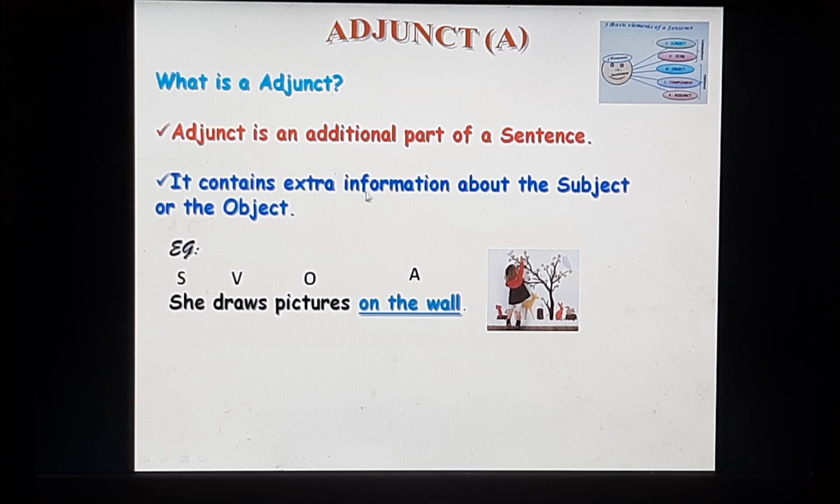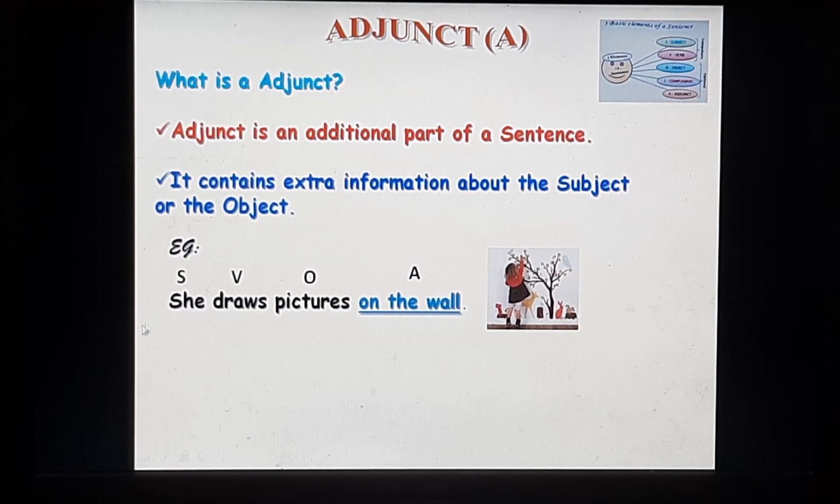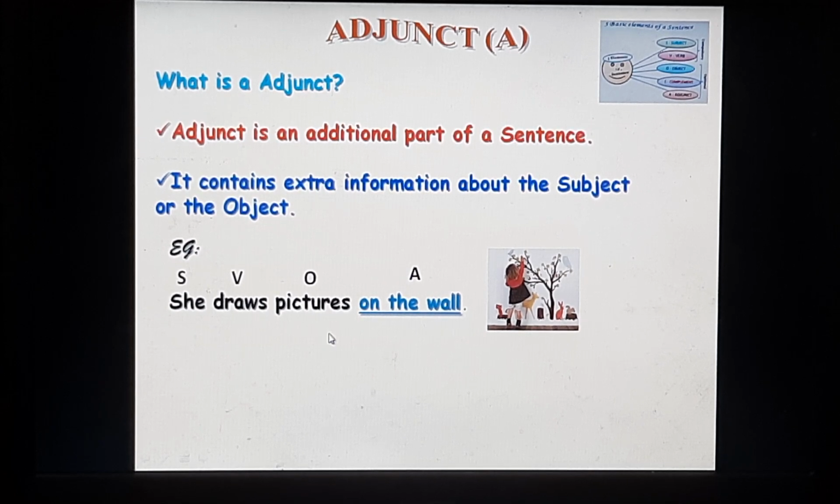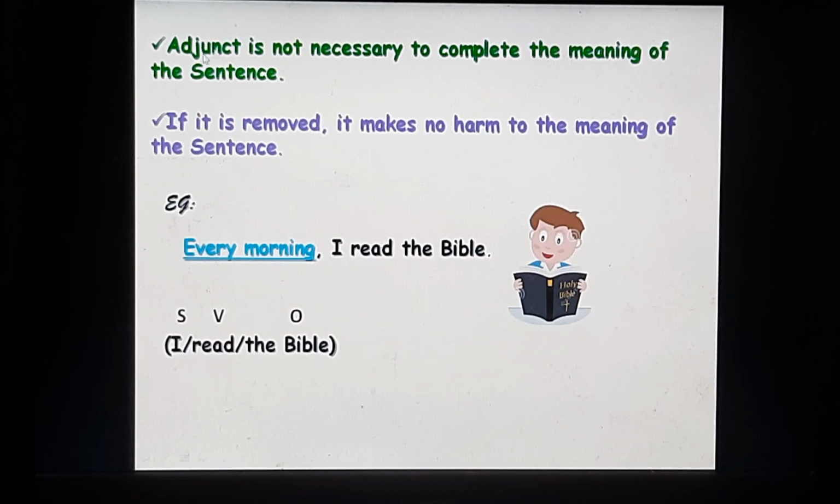It contains extra information about the subject or the object. Example, she draws pictures on the wall. Now, on the wall is the adjunct that gives extra information to the sentence, she draws pictures. Adjunct is not necessary to complete the meaning of the sentence, and if it is removed, it makes no harm to the meaning of the sentence.